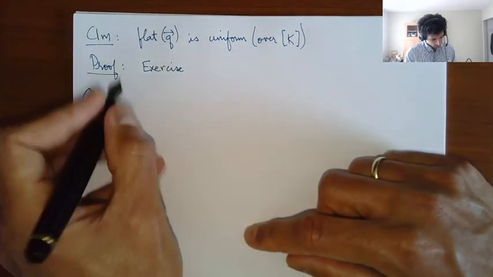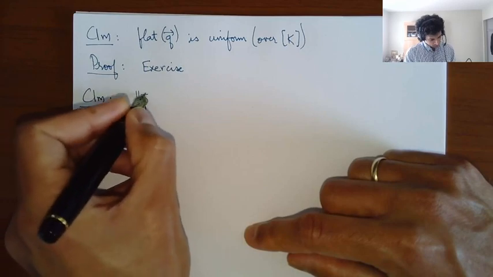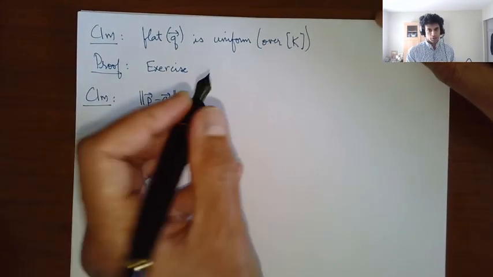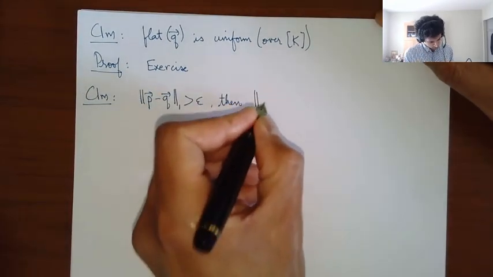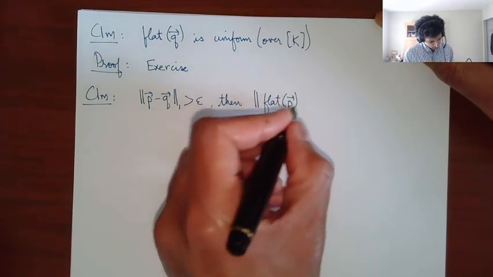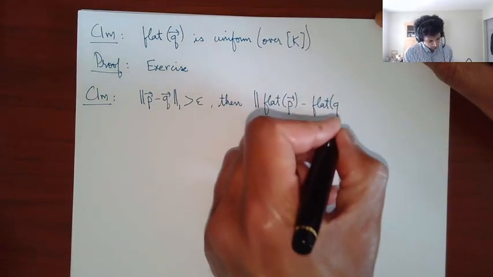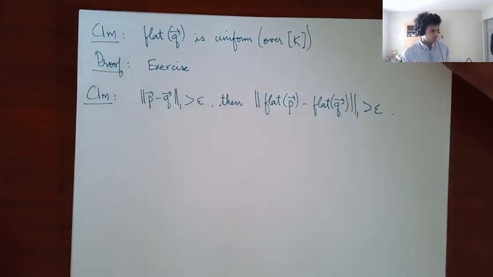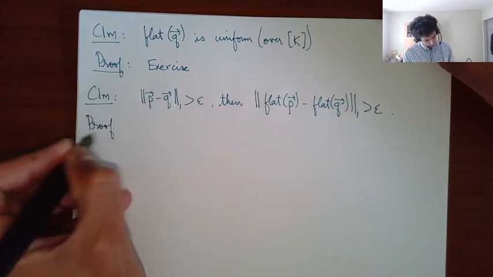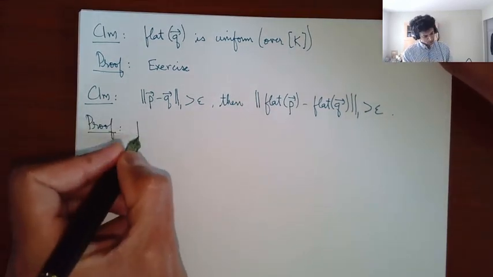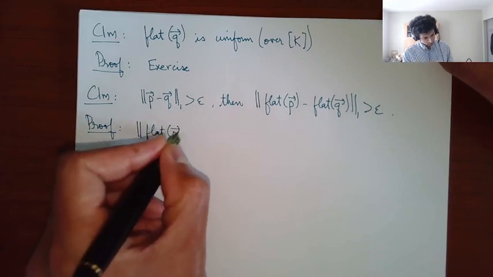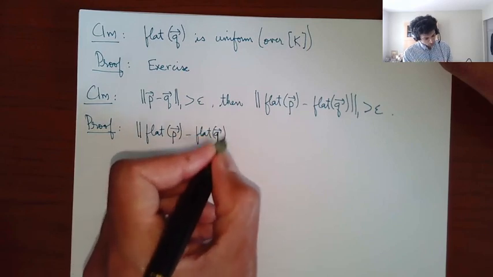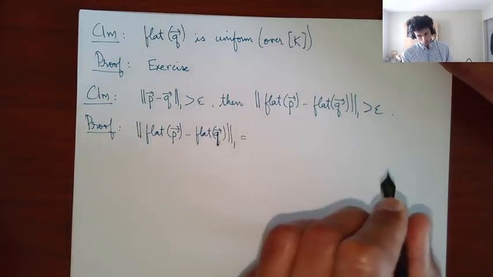Now the second claim is that if P is far from Q, then the flattening of P is also far from the flattening of Q. Okay, so the proof of this is we're simply going to just crank out the expressions. So let's see, what is the one norm of the flattening of P and Q?